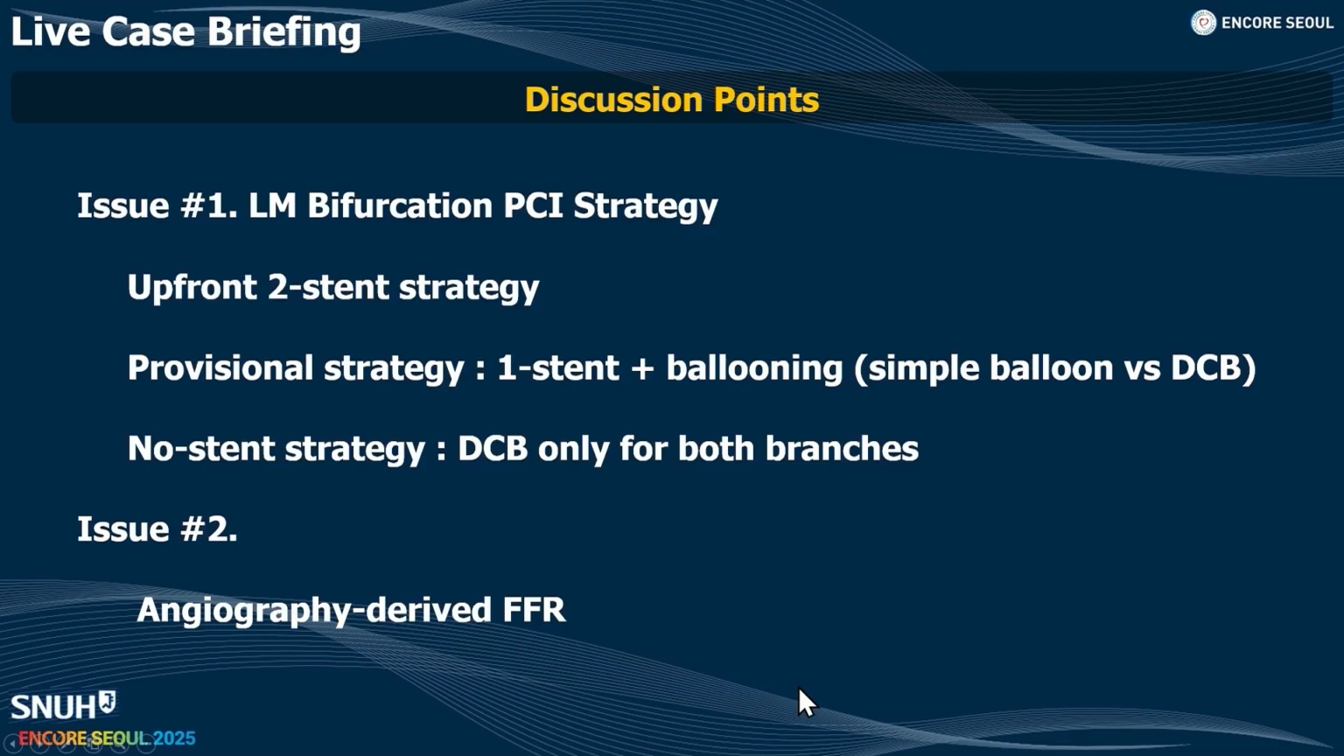Okay, next slide, please. Okay, we prepared two discussion points for this case. The first issue is left main bifurcation PCI strategy. We consider three. The first option is upfront two-stent strategy. Second, provisional strategy, one stent plus or minus balloon, with simple balloon versus drug-coating balloon. The third strategy is no-stent strategy, DCB only for both branches. The second issue is angiography-derived FFR, μFR today, plus.